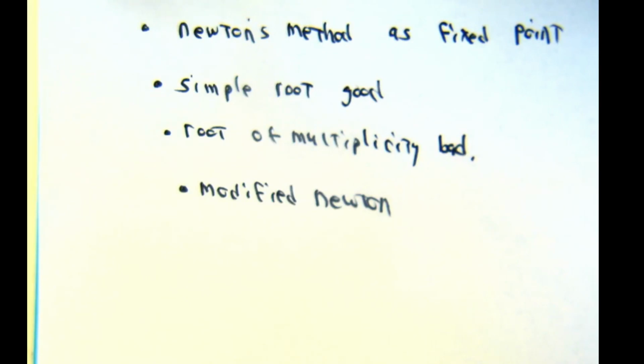During our next meeting, we'll talk about Newton's method as a fixed point method, for which we'll have to recall Taylor's theorem with remainder. We'll talk about what we mean by a simple root and a root of multiplicity, and also we'll talk about something called modified Newton's method.